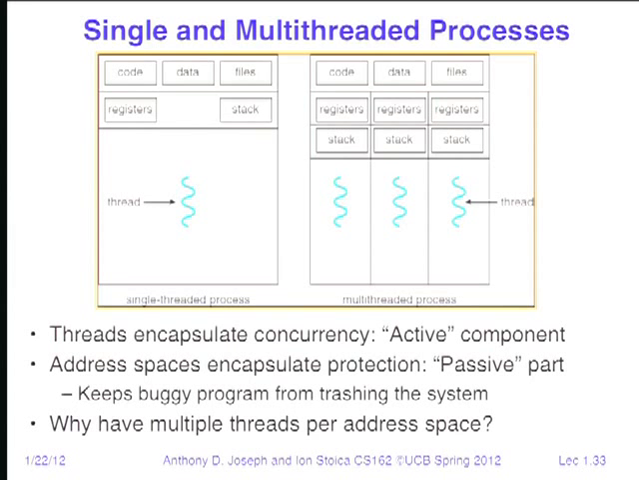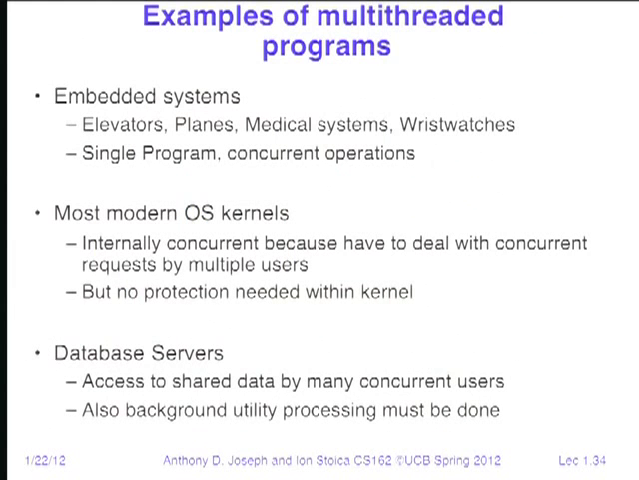Examples of multi-threaded programs: elevators in embedded systems, a single program with multiple concurrent operations going on. Most modern OS kernels are concurrent, with multiple threads operating within the kernel's space, because you don't really need protection within the kernel. If something goes wrong, you're going to have to reboot anyway. So you have shared fate: if one thread screws up, it's going to be a kernel panic and the world's going to stop anyway.